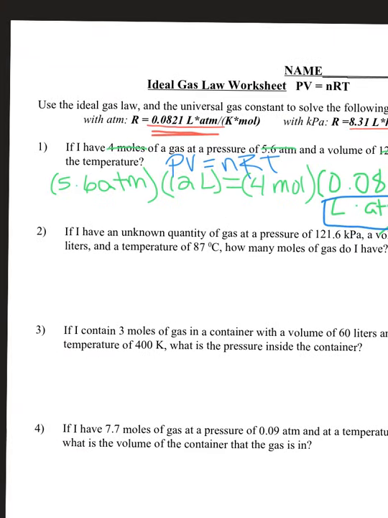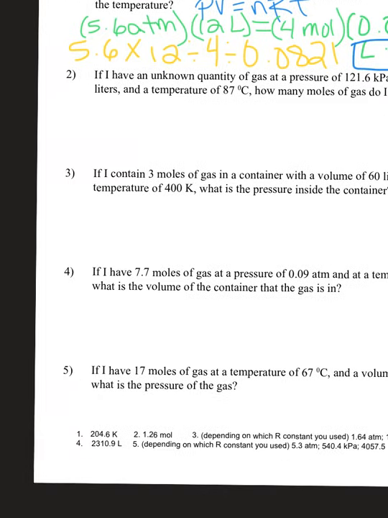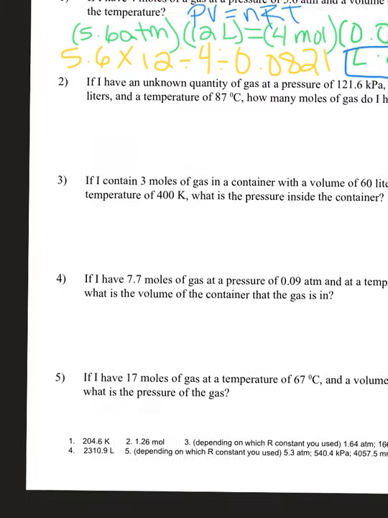On the calculator, I'm going to write out exactly what you would type in. 5.6 times 12 divided by 4 divided by the R constant, 0.0821. If you type that in the calculator, you should get 204.6 Kelvin. Remember, your unit for temperature for the ideal gas law is always going to be Kelvin. Okay, so I'll do another one.